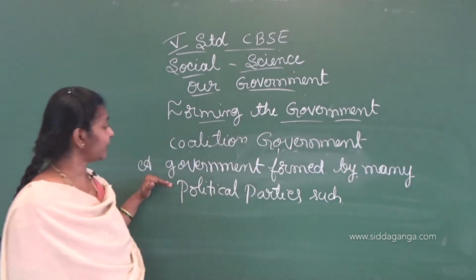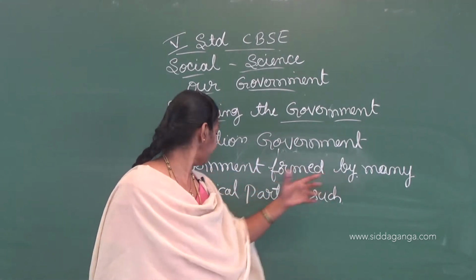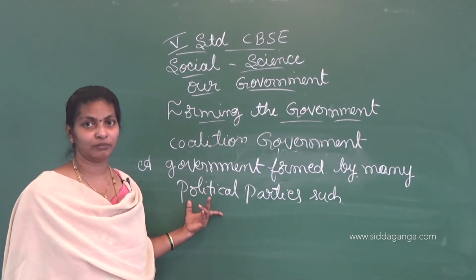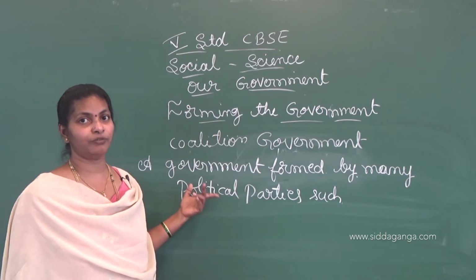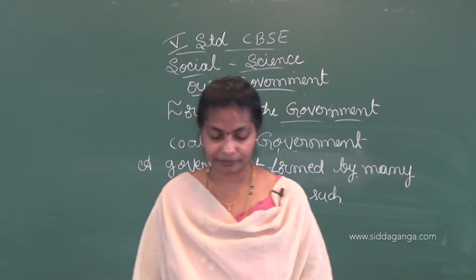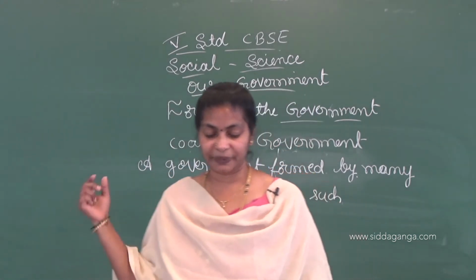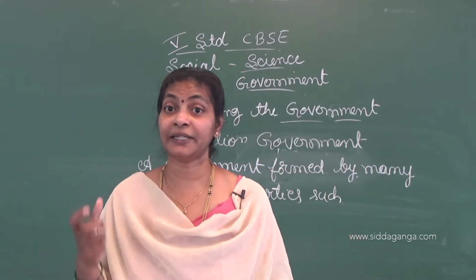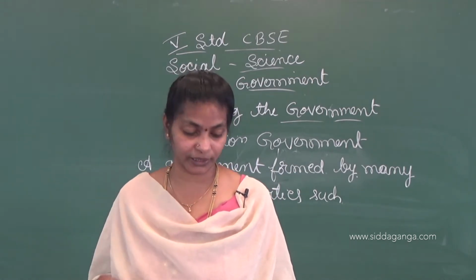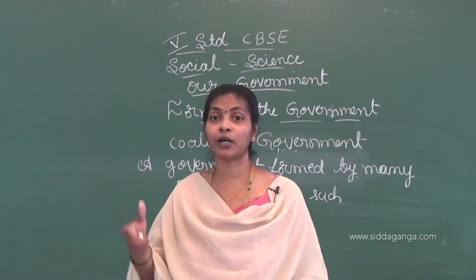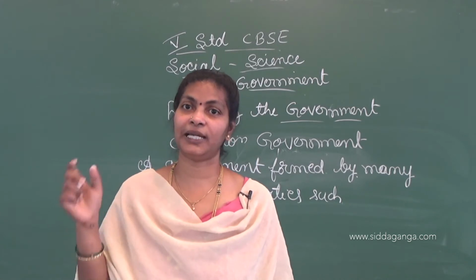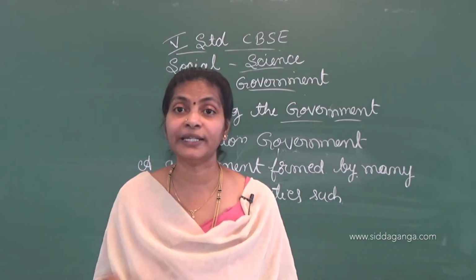It means a government formed by many political parties, more than one. Such type of government is called a Coalition Government. Okay, so the president invites the leader of the majority party to form the government at the center. He is also appointed as the Prime Minister of India.